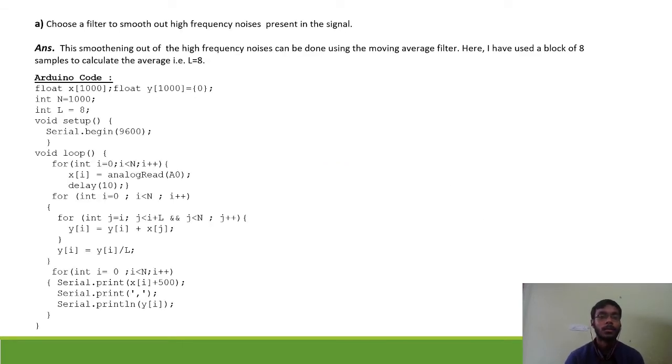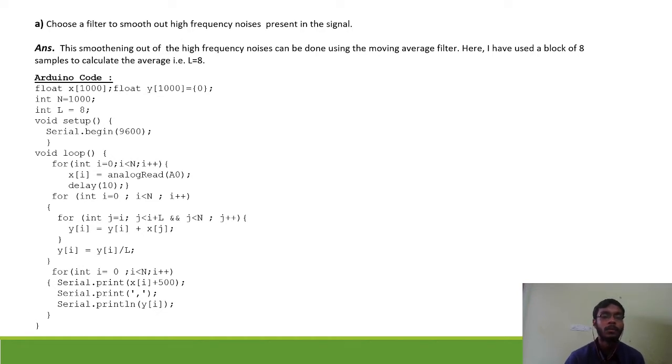So let's look at the experiments. The four experiments are the same, we are just applying them on different data. In the first one, we have to smooth out the high frequency noises, so we will again use the moving average filter.